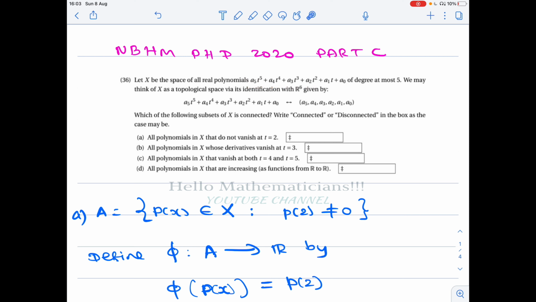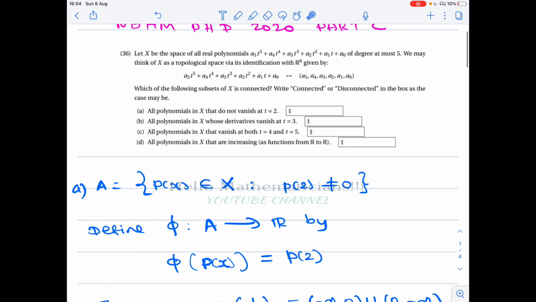There will be 6 coefficients. So we may think of X as a topological space via its identification with R power 6. Now, which of the following subsets of X is connected? R power 6 has the usual topology induced from the usual metric. You consider the same topology in X also. They are asking which of the sets are connected or disconnected.